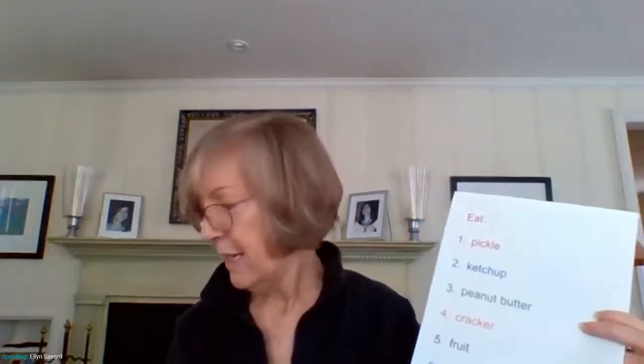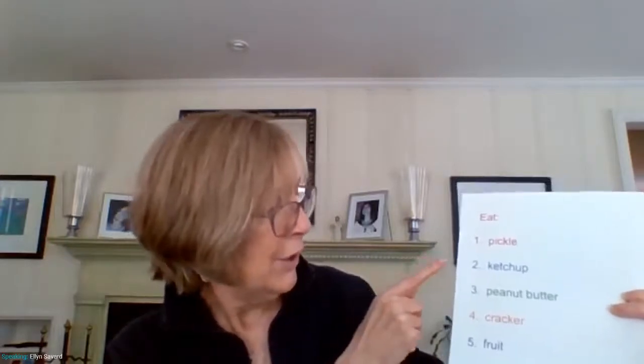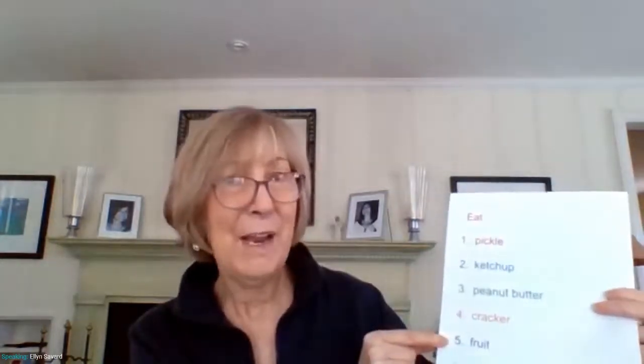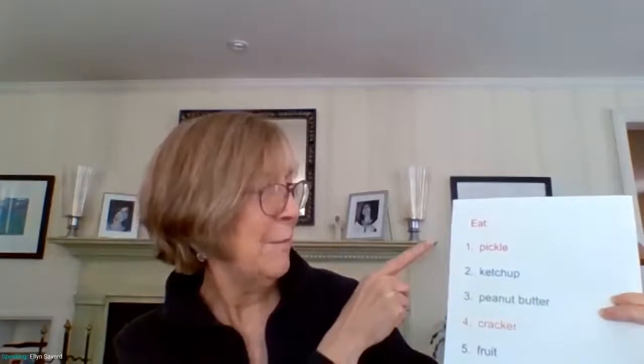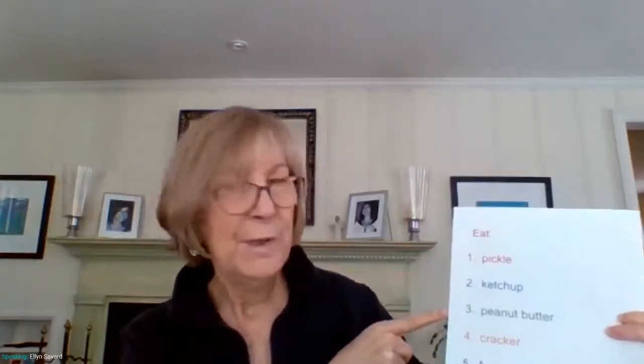So I'm going to roll my die, and I got a 2 and a 5. So not sure about this, but I'm going to have to eat my raspberry with ketchup. What do you think about that? Let's try it again. This time I rolled a 3 and a 4. Peanut butter on cracker. Much better.